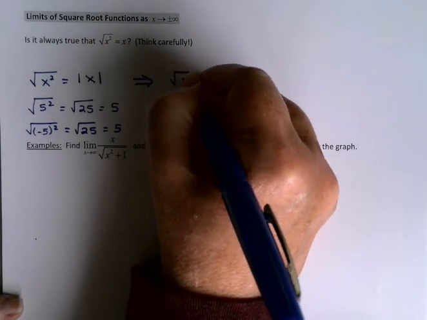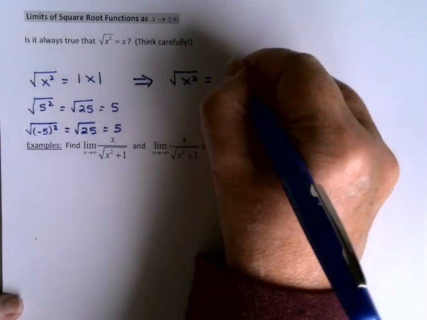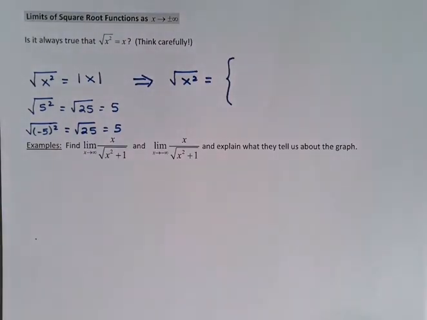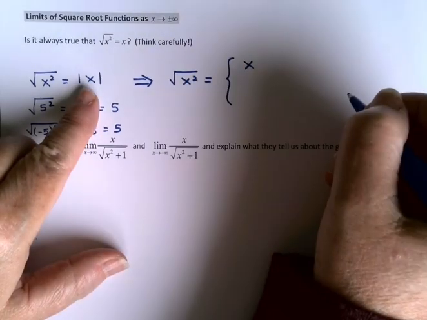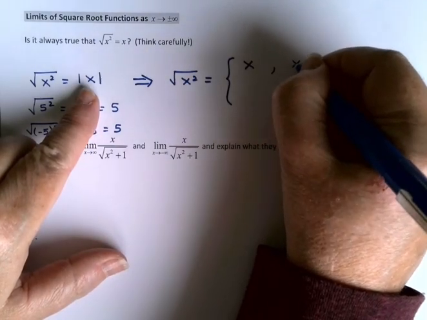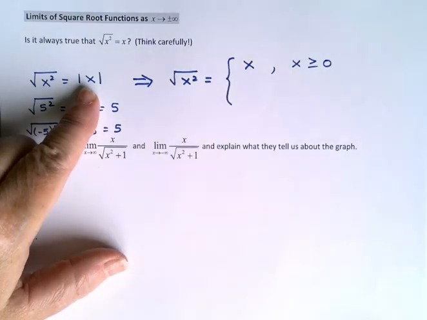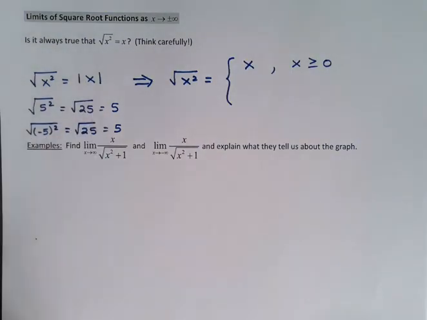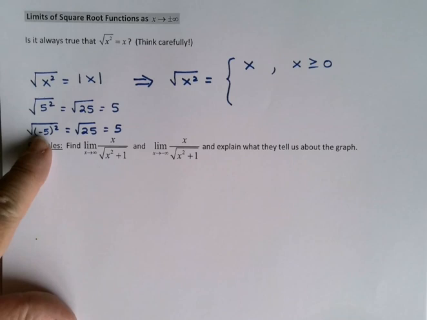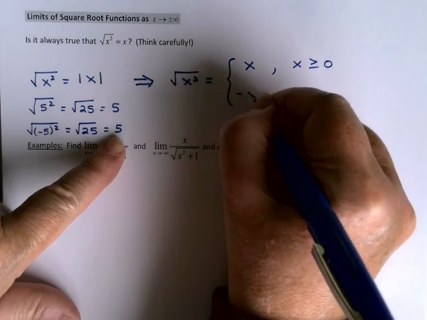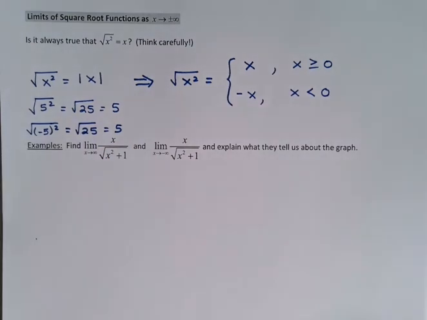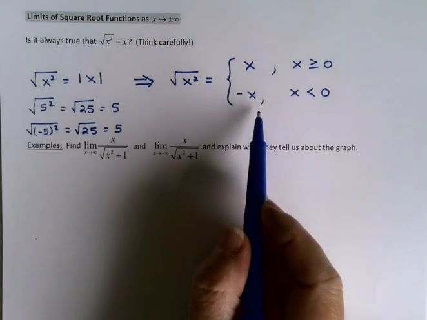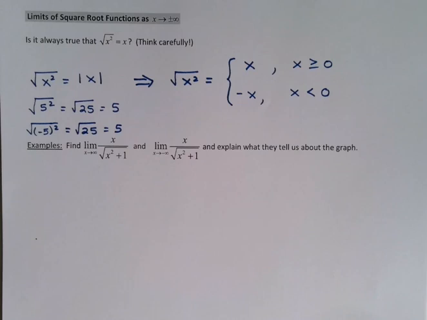But let's take that a step further. What is the absolute value of x? Well, the absolute value of x is the same as x, as long as x is already positive, greater than or even equal to 0. But the absolute value of x is the opposite of x, if x is less than 0. I'm going to use this when I start evaluating limits for square root functions.